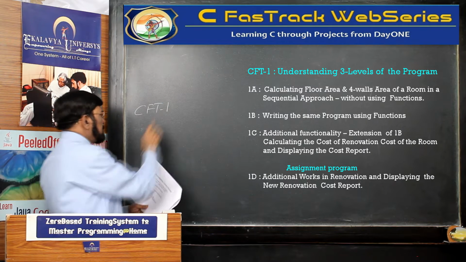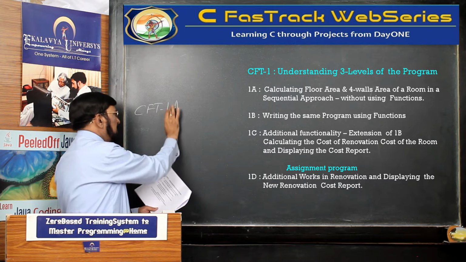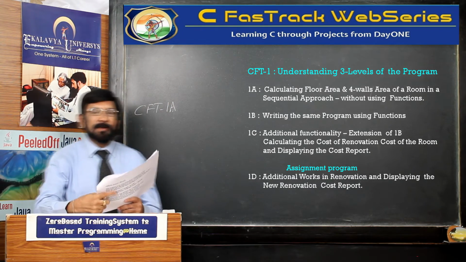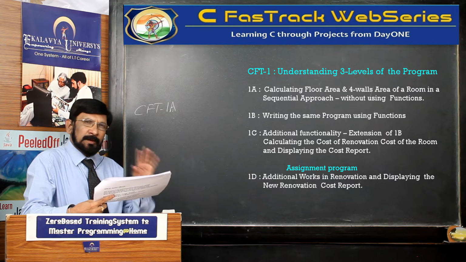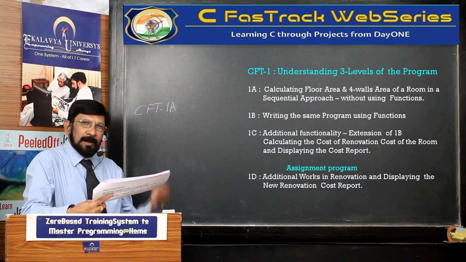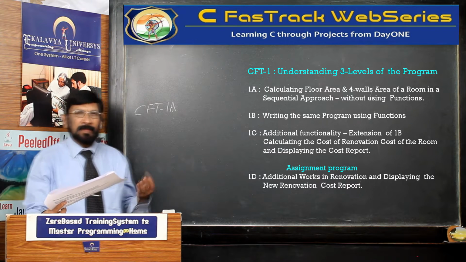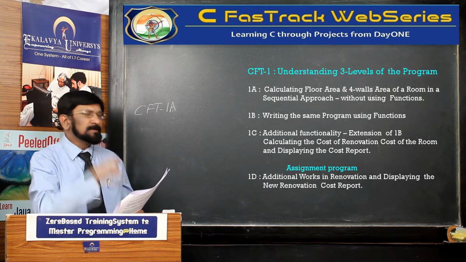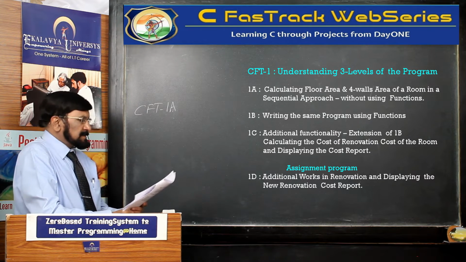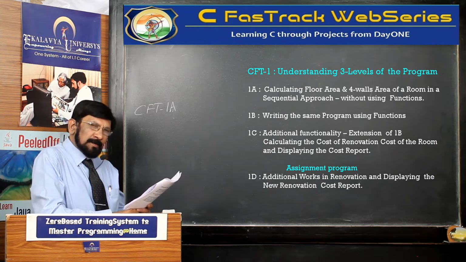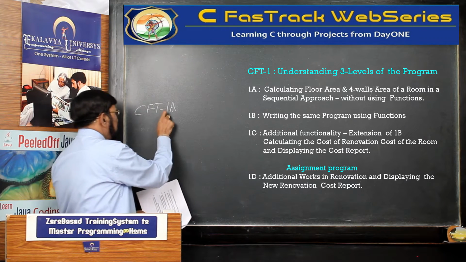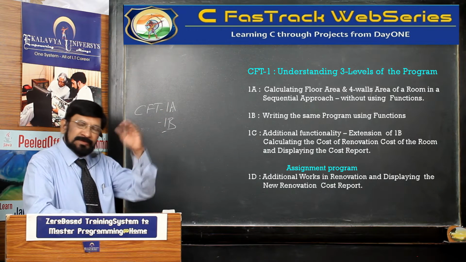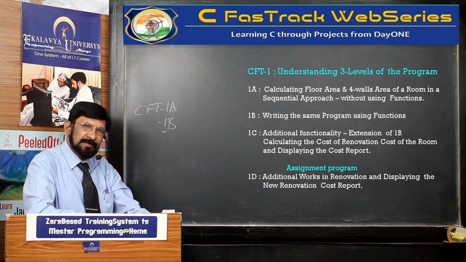There are 4 levels in that. First level is 1A. Now already explained to you. In this, simply you have to enter 4 input data items and calculate the floor area and 4 walls area. Thereafter, you have to produce the output as I showed to you. Okay. Next, you see the second level, that is 1B, CFT 1B. Here, you write this program sequentially without using any functions.